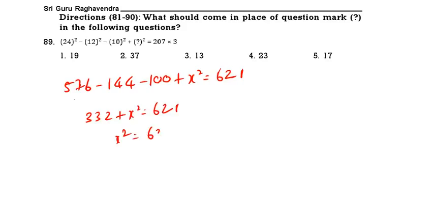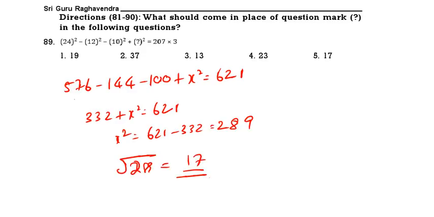X square is equal to 621 minus 332. 11 minus 2 9, 8, then 2. So what is root of 289? 17 is the correct answer. Option 5. Next question.